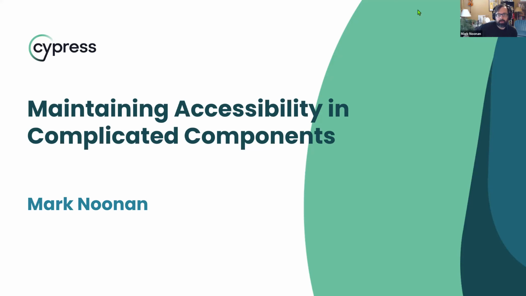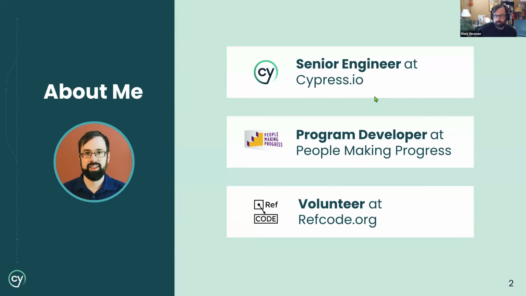So to begin with, I'm just going to introduce myself briefly. I'm an engineer at Cypress. I work in the component testing team there. This talk will use Cypress a little bit, and the concepts apply in component testing or end-to-end testing, but it's not really a component testing talk. I have a couple of other organizations I'm involved with. I'm a program developer at People Making Progress. That is a nonprofit based in Atlanta that serves adults with developmental disabilities. And I volunteer at RefCode. RefCode is a nonprofit that's based in Clarkston, Georgia, and they teach refugees and immigrants programming skills and career introduction to development.